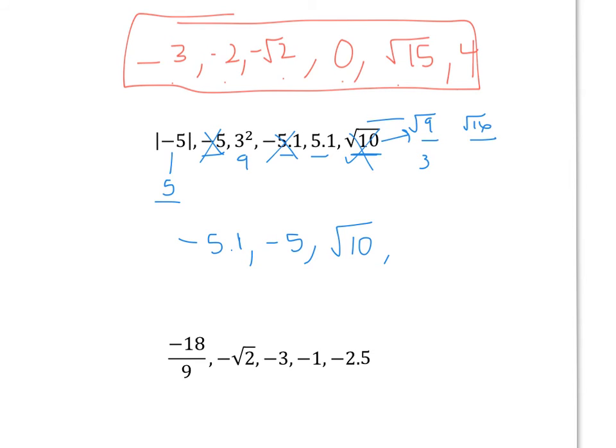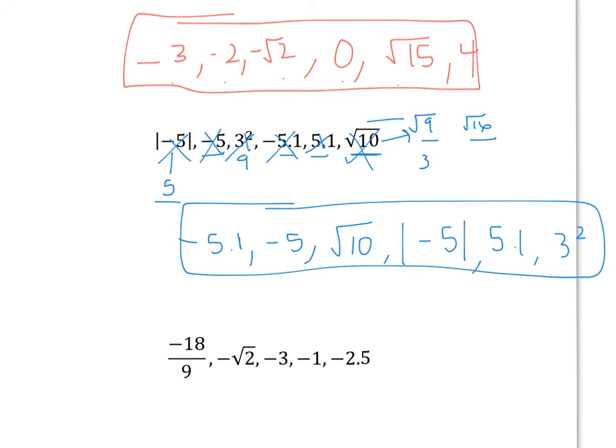Oops, I should be putting these in the other way, right? I should be saying the absolute value of negative 5, right? That should come next. I should keep them the way they're listed. And then 5.1, and then 3 squared. And that would cover all the numbers, and I am correct. That's least to greatest.